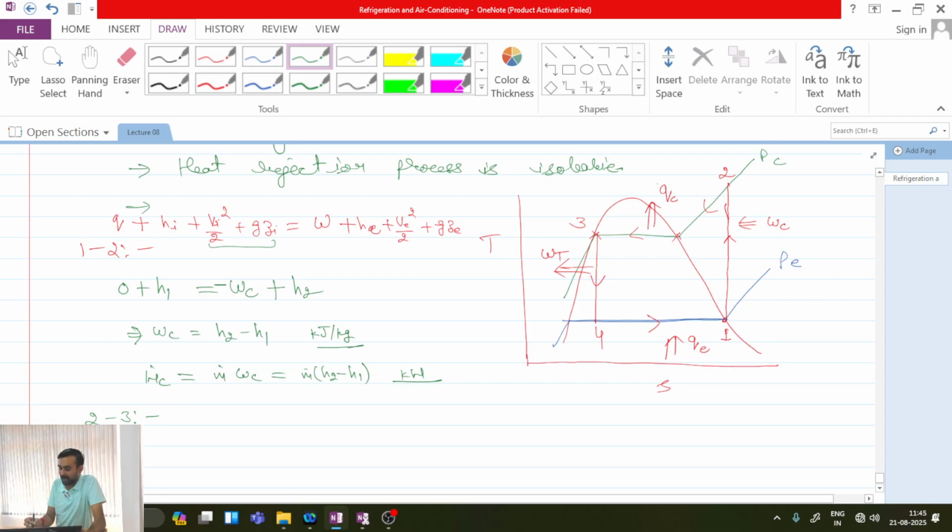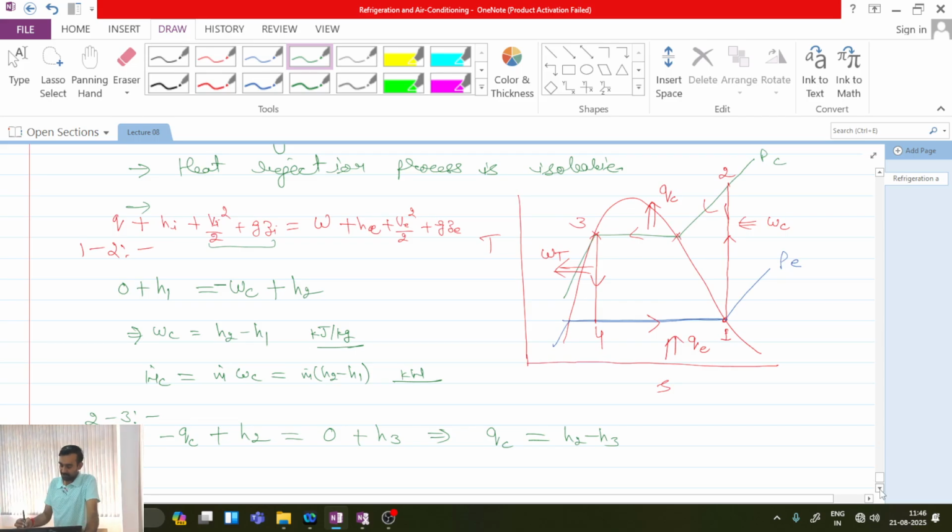Likewise, if I go for process 2 to 3, please tell me what will happen. In the 2 to 3 process, I am removing Qc amount of heat from the working fluid. So Qc will be negative with a minus sign, because heat is being rejected. Heat rejected is considered negative. Plus H2 is the incoming enthalpy, equal to, there is no work done, and H3. From here Qc will become equal to, please tell me, H2 minus H3 kilojoule per kg.